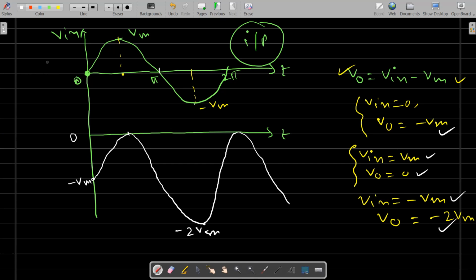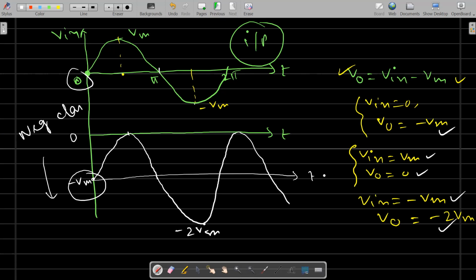Now see that the entire waveform has shifted in the downward direction, the negative side. The reference level is now minus Vm. Previously it was 0. So it is also one type of negative clamper. And the waveform we are taking is different, it is a sinusoidal waveform. This is another example.